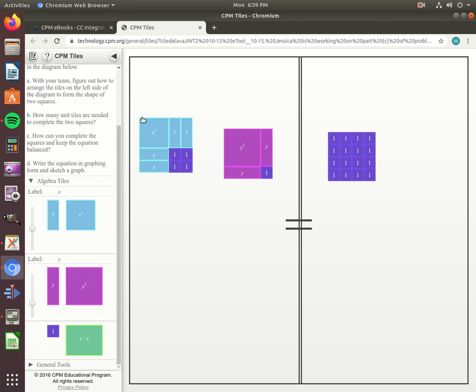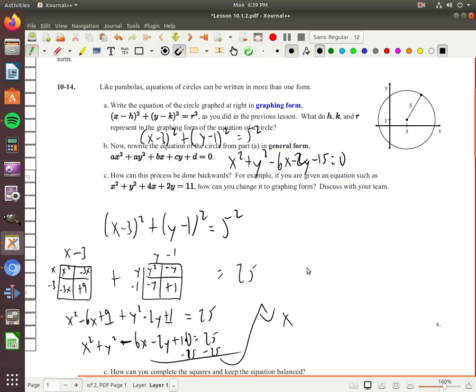So you can see that this is going to be (x plus 2) squared, right? Again, I can't write on this, it won't show up, but (x plus 2) squared plus (y plus 1) squared equals 4 squared. So that's what that's going to look like.